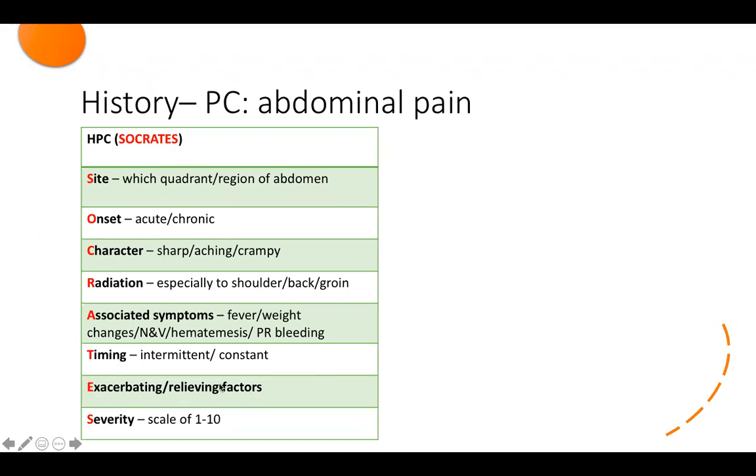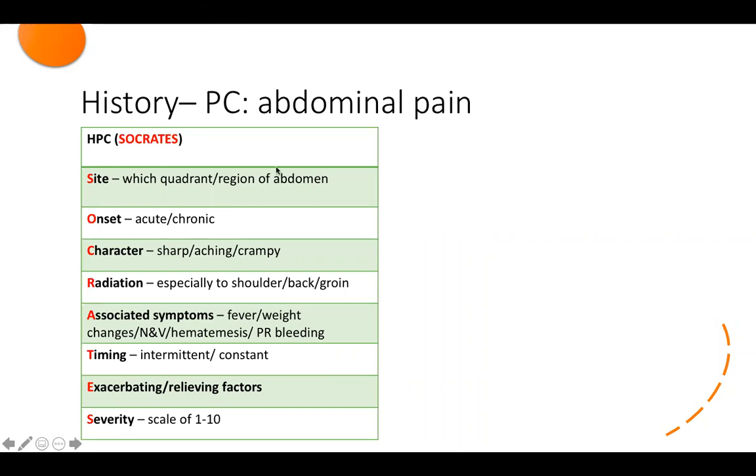And the last thing you want to ask is, on a scale of 1 to 10, with 10 being the worst amount of pain, how would you rate this one? It's always good to compare as well. So if they say it's an 8 right now, ask them, was it an 8 when the pain started, or has it been gradually getting worse?